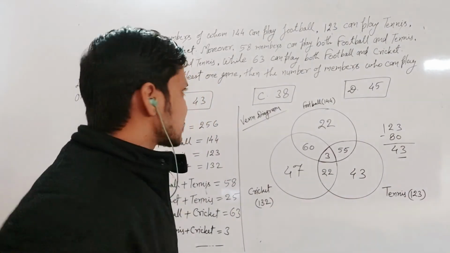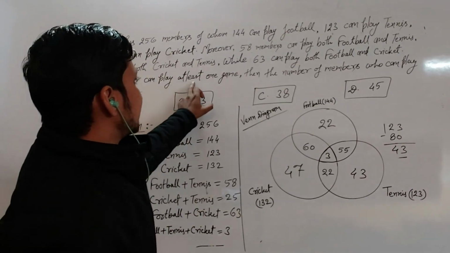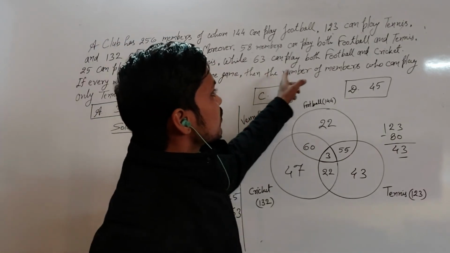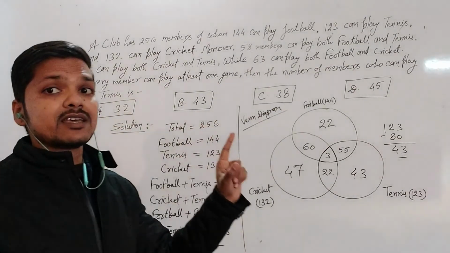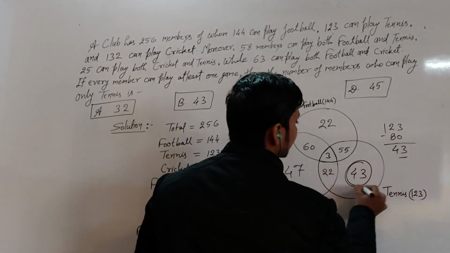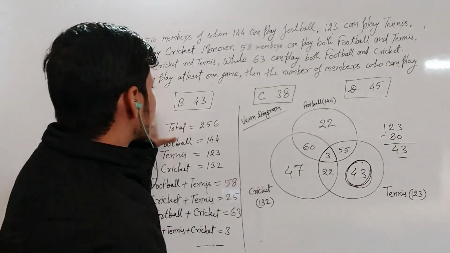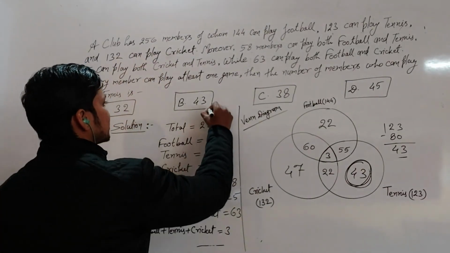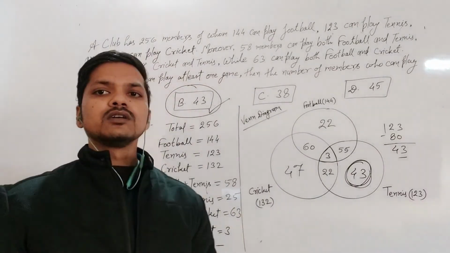And what the question is asking? Question is asking that if every member can play at least one game, then the number of members who can play only tennis game is. So the number will be here what? 43. So our answer from the given options will be B option, that is 43. So this is the answer of this particular question.